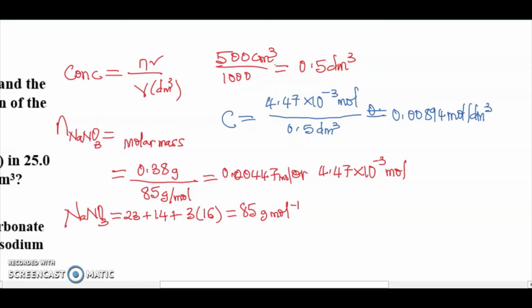dm cube. If you want to represent it in standard form, it's going to be 8.94 times 10 raised to the power minus 3 mole per dm cube. So that is the concentration of the sodium nitrate solution that we've calculated.